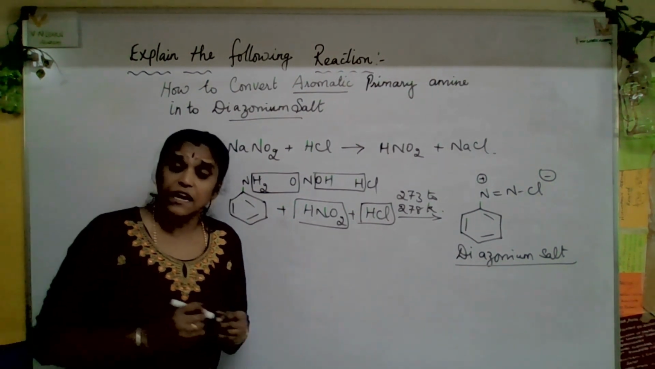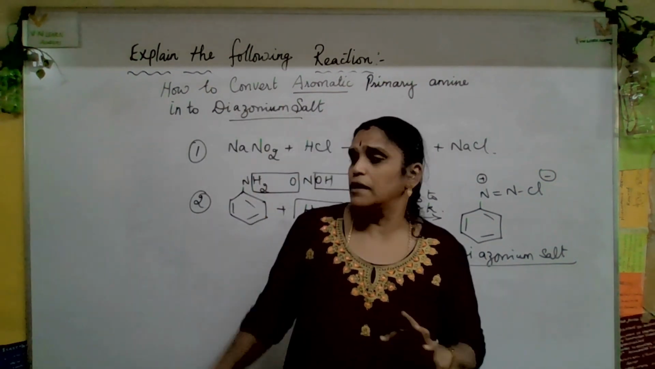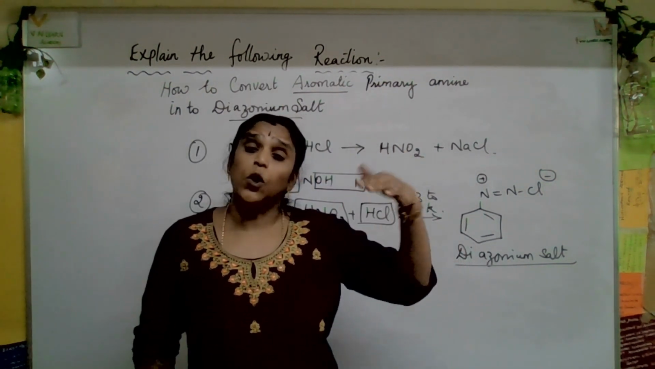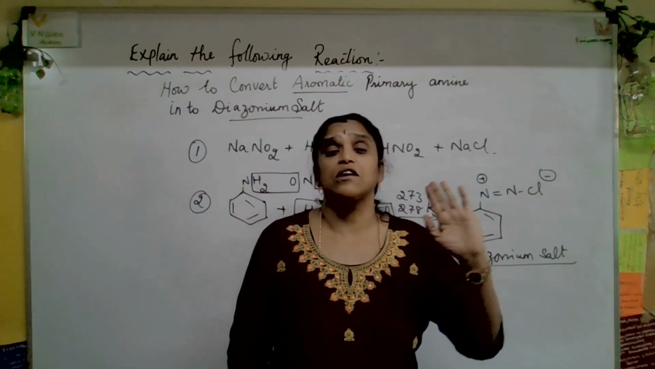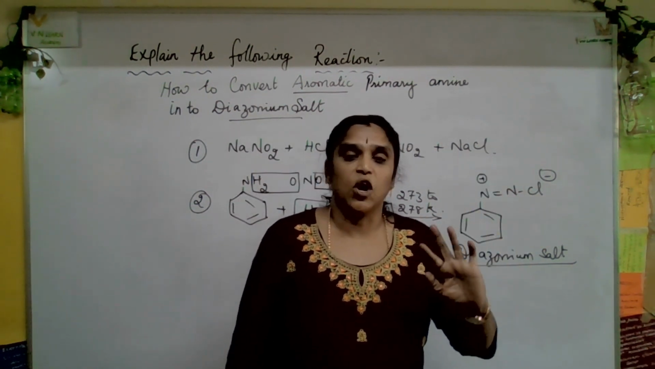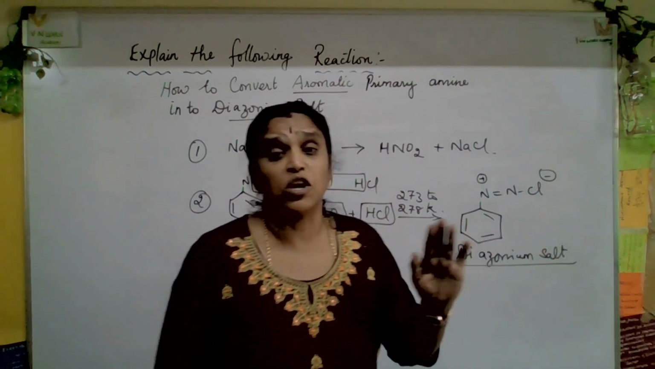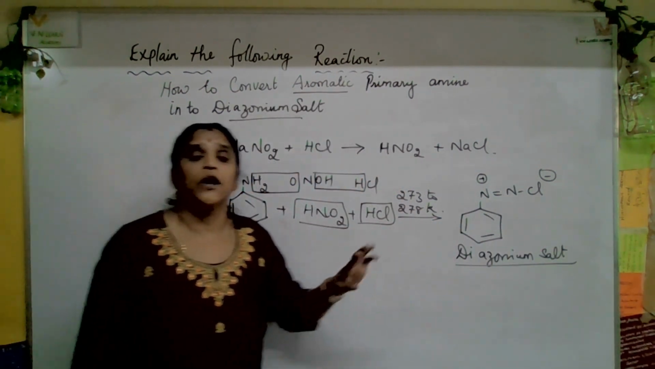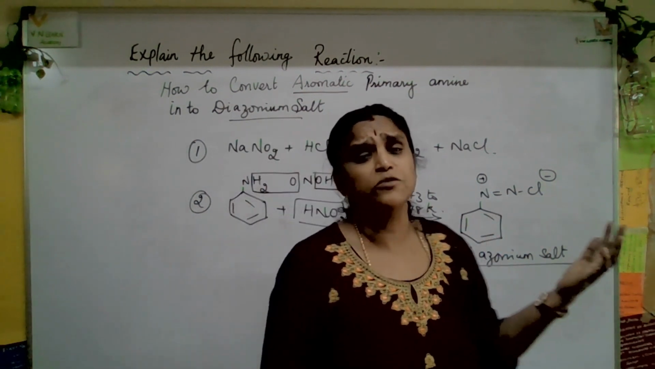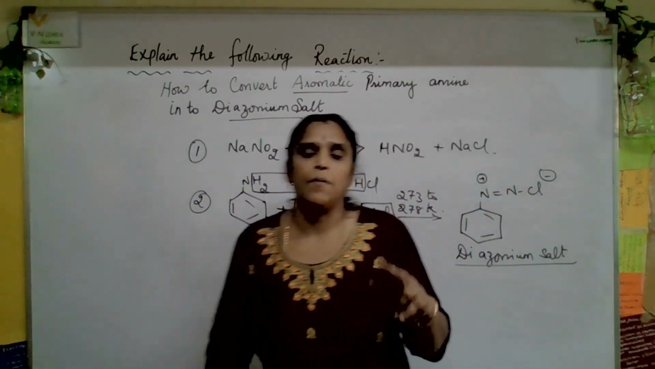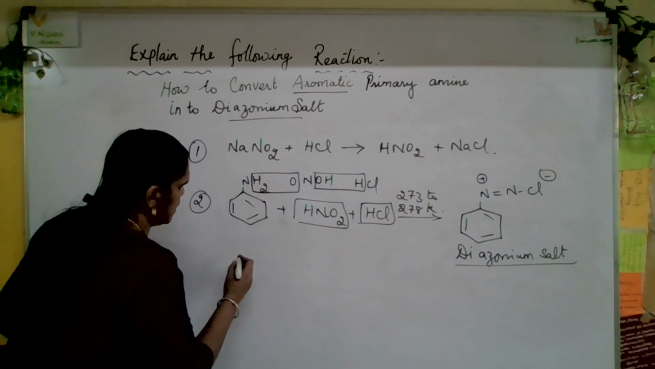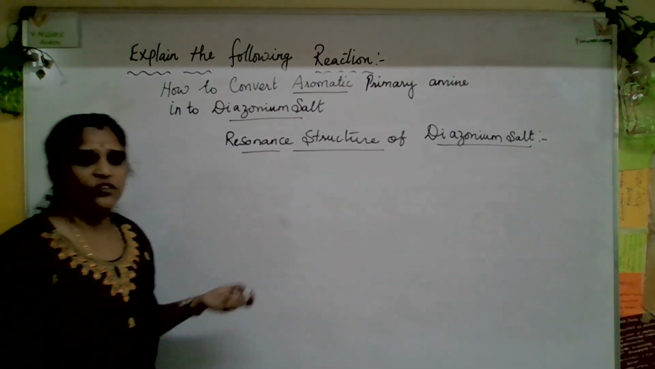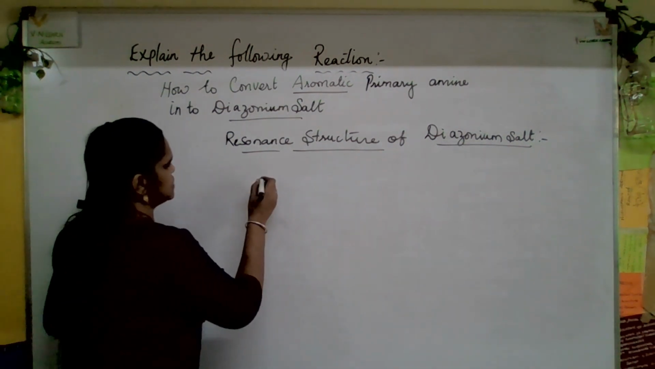Now generally aliphatic diazonium salts are not stable, whereas aromatic diazonium salts are stable. Why? Because aromatic diazonium salts are involved in resonance. That is the reason aromatic diazonium salts are stable. Come on, let us identify the resonance structure of diazonium salt. It is very simple.